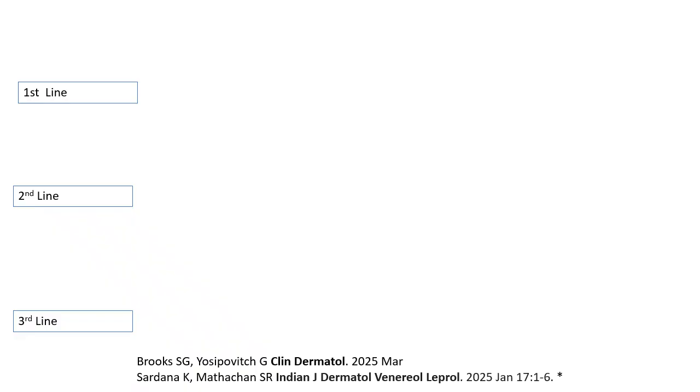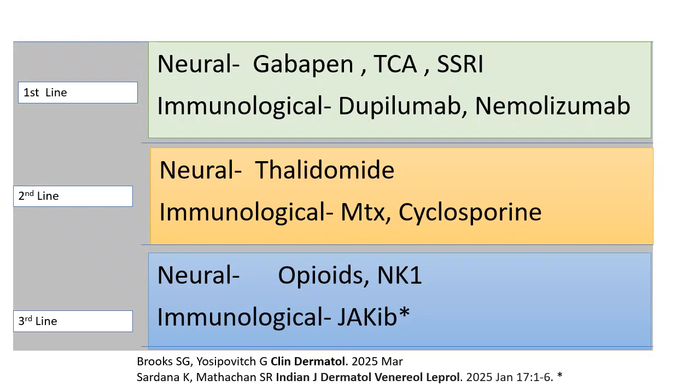And I'm going to show you the first, second, third line based on one of our papers published recently, and of course, a review article by Brooks et al. published recently. So in the first line, you have neural agents, gabapentin and its variants. You've got cyclic antidepressants, pretty effective drugs. Some of them are very effective, for example, amitriptyline. Immunological, dupilumab and nemolizumab, I know they may not seem relevant in our country, but they have been FDA approved. Then, second line, you've got thalidomide. It's classified as a neural drug, but it works on both mechanisms.